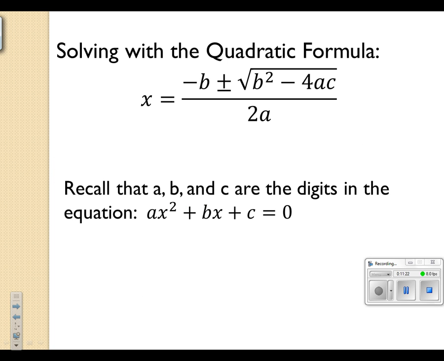Solving with the quadratic formula. You guys have more experience with this one than a couple of those other ones. Just a few reminders. In the quadratic formula, negative b plus or minus the square root of b squared minus 4ac, all over 2a. Where do the a's, b's, and c's come from? They come from your quadratic written in standard form. A is always the coefficient of your squared term. B is always the coefficient of x. C is always the constant, the number that stands by itself. If some of those things don't exist, remember that means A, B, or C might have been 0, and that's why that term is not in the problem.